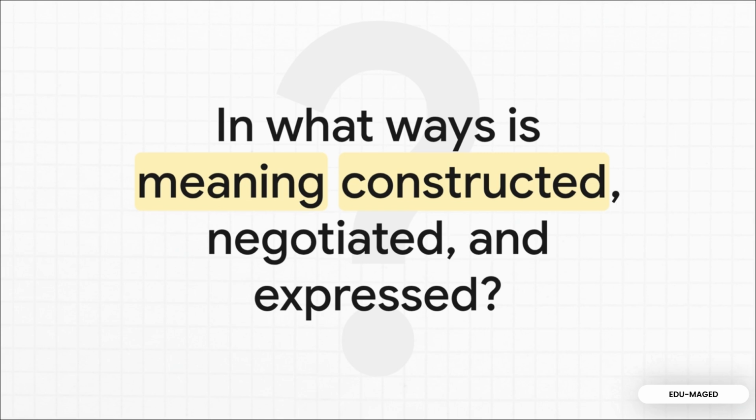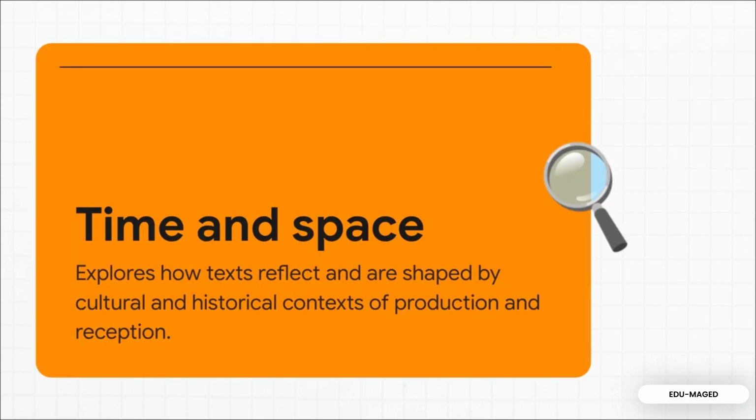Instead, it forces them to dig into how the text is working its magic. It's a direct route to talking about authorial choices. Our second lens, time and space, is where we zoom out. This is all about context.